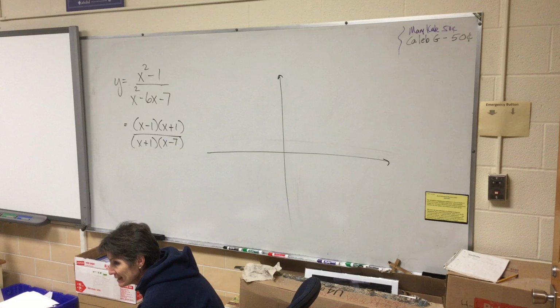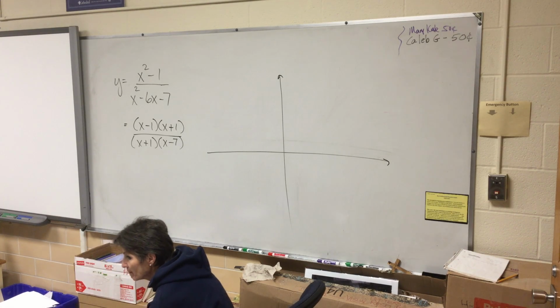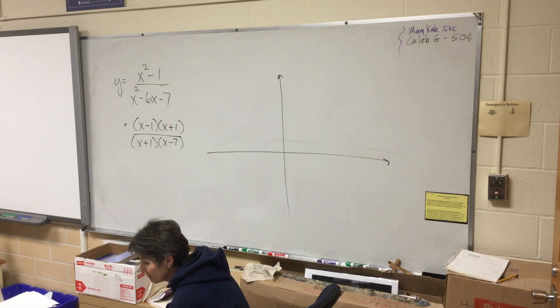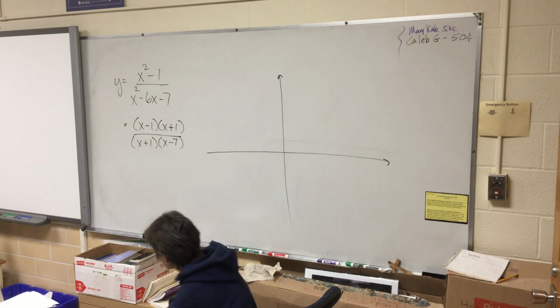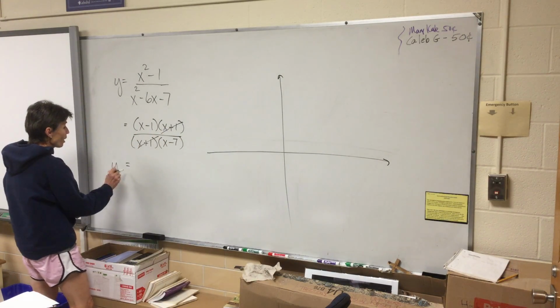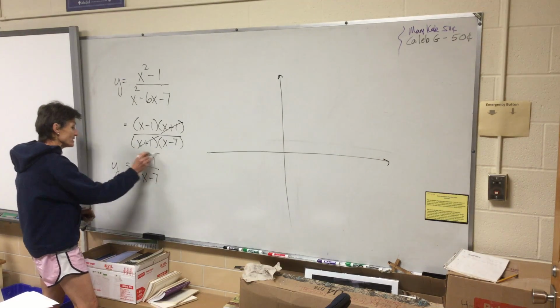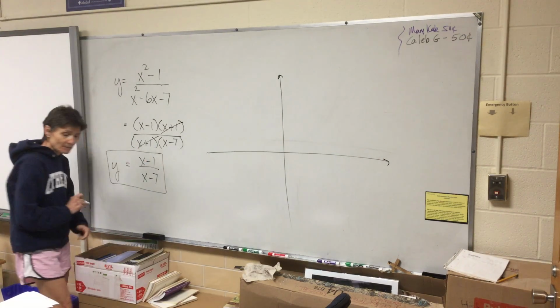All right, you need to be able to get that started, that far, guys. Does that make sense to you? The whole problem? You had that? Okay, yeah. All right. Good. That's step 1. Now, you gotta pay attention. What do you notice? There's gonna be a hole because these are gonna cancel, right? So our problem is really going to be just x minus 1 over x minus 7.